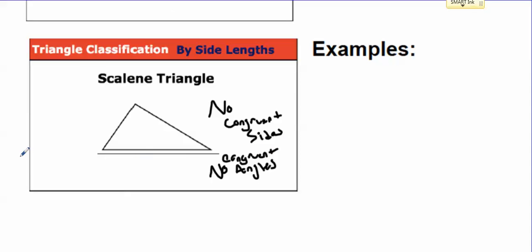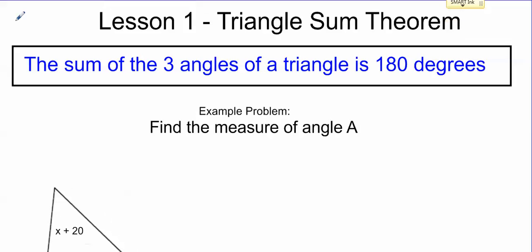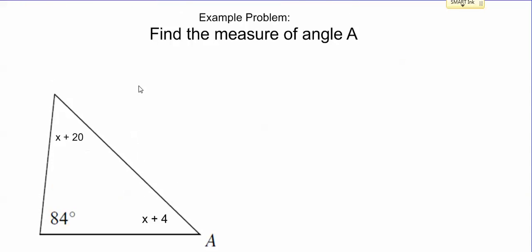All right, let's keep moving. So those are our definitions. How are those going to help us? Well, let's get into solving some triangles. If you remember, the sum of the 3 angles in a triangle is 180 degrees.